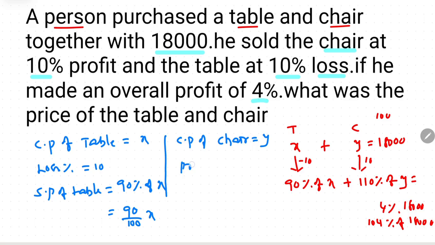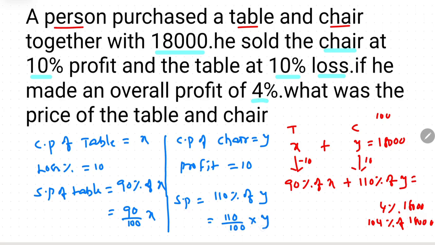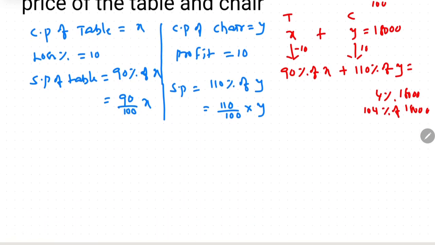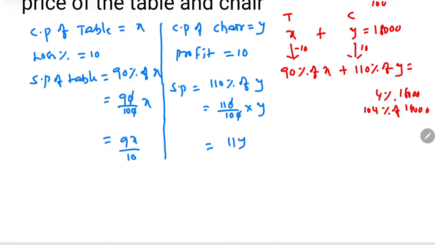Similarly here, profit percent is equal to 10, so selling price is equal to 100 plus 10, 110% of Y. Therefore 110 by 100 into Y. On cancellation we get 9x by 10, that is the selling price of the table, and 11y by 10, the selling price of a chair.